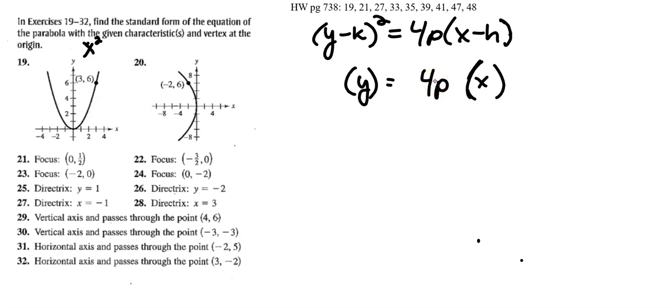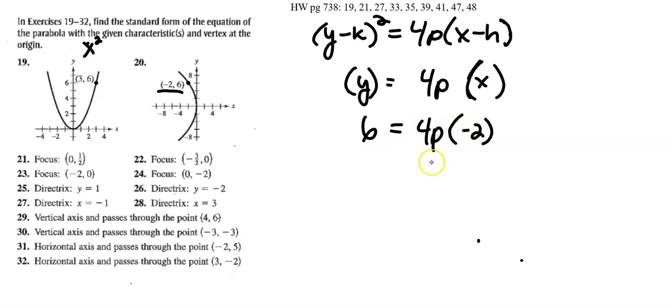And the reason why we know that it's coming out negative is because it's opening to the left. So this point right here is important. They tell us that (-2, 6) is a point on the parabola. And remember, that's what x and y stand for, any point on the parabola. So I'm going to plug those in so I can find the value of p. So x is -2 and y's value is 6. Let's solve for the value of p here.